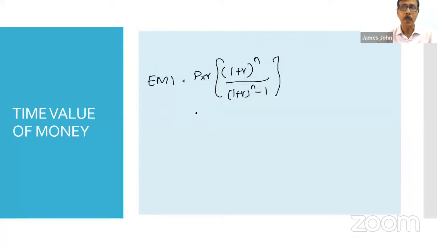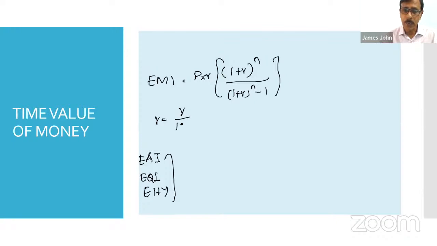Okay. Now here, remember, the same formula you can use even for equated annual installment, equated quarterly installment, or equated half-yearly installment. The same formula can be used, but some difference is there. See, if it is EMI, means equated monthly, take it very carefully. If it is monthly, the rate will be rate of interest by 1200. And number of years is N into 12. Remember, if it is monthly, interest rate is to be divided by 1200.